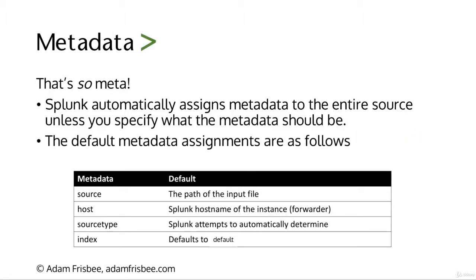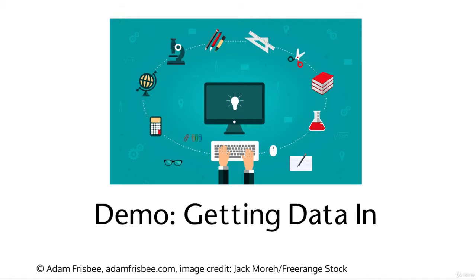Any type of data that comes in gets assigned some default metadata by Splunk unless you specify otherwise. The metadata is source, host, source type, and index. Index defaults to default. Source type, Splunk attempts to automatically determine the source type, whether it's CSV or syslog or something like that. Host defaults to the machine name that Splunk detects. And source defaults to the path of the input file. So let's see how uploading and monitoring works in Splunk.